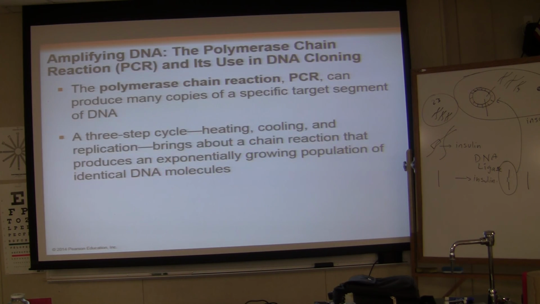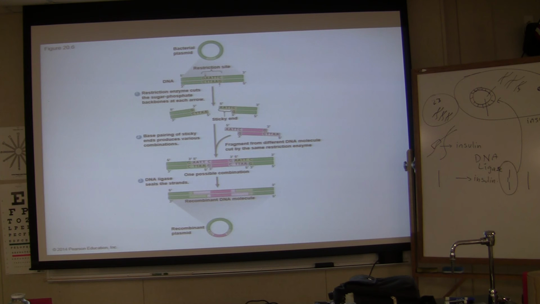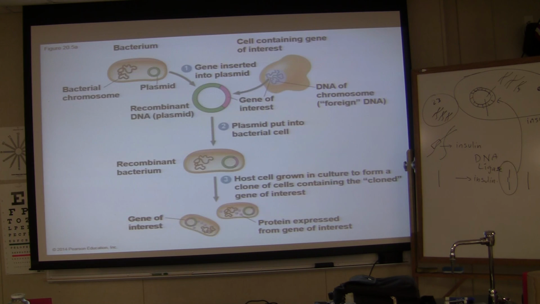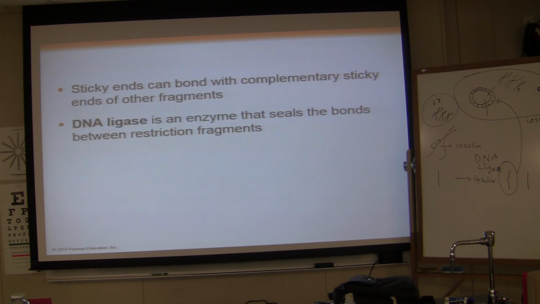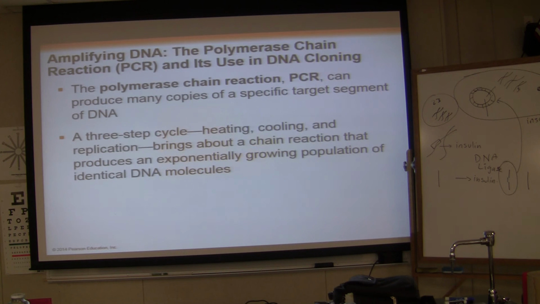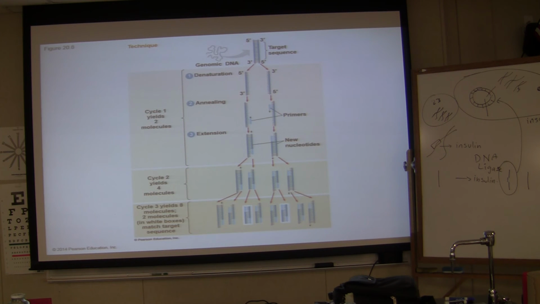In old days, you had to do this to get many copies. But now, you do it with a machine. PCR machine, they call it. Right here. Yes? So is the PCR also a technique that can amplify a segment? That's what it is. PCR is the machine that amplifies segments of DNA. Segments of DNA. We do not have a machine to amplify chromosomes yet.